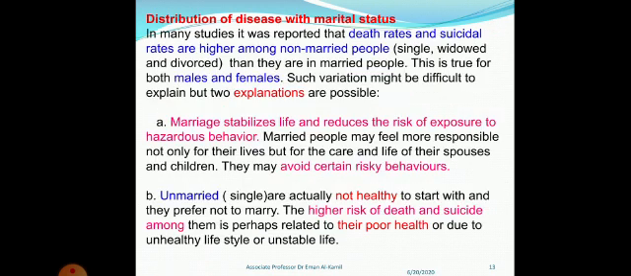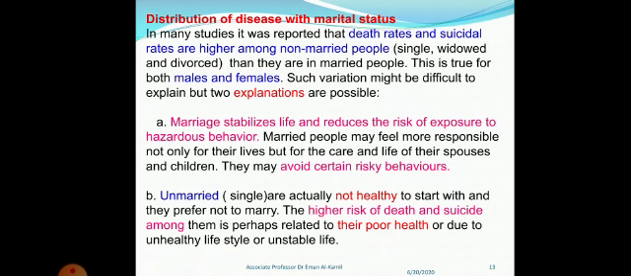Distribution of disease with marital status. In many studies, it was reported that death rates and suicidal rates are higher among non-married people, single, widowed, or divorced, than they are in married people. This is true for both males and females. Such variation might be difficult to explain, but two explanations are possible.